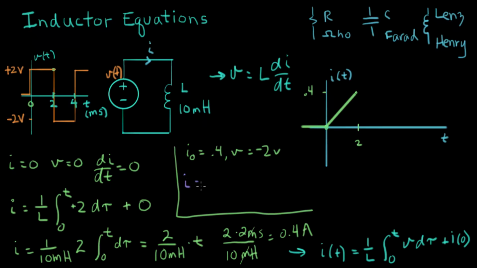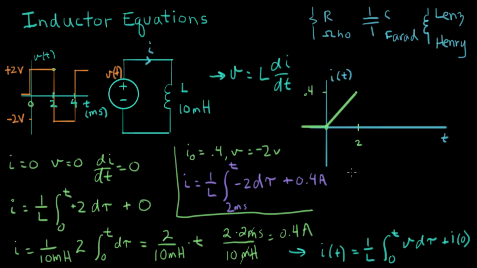That tells us I equals 1 over L times the integral from, what's the new point? 2 milliseconds to t. And V of t after 2 milliseconds is minus 2 volts, so minus 2, d tau, plus, now we have a starting current. Our starting current was 0.4 amps.